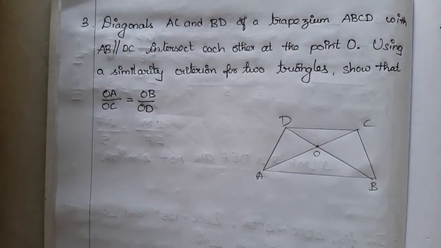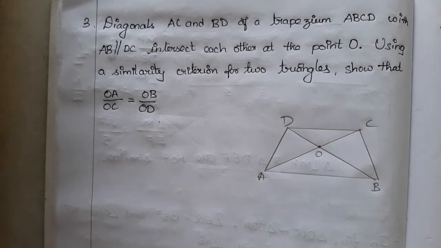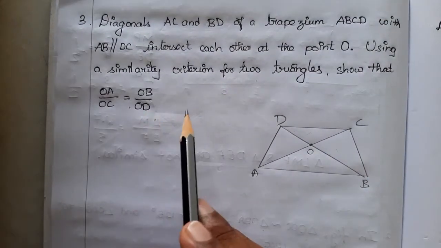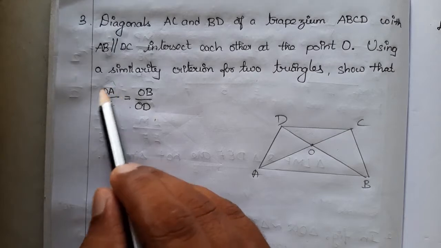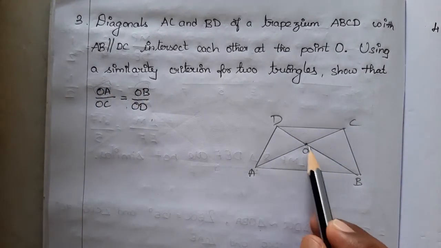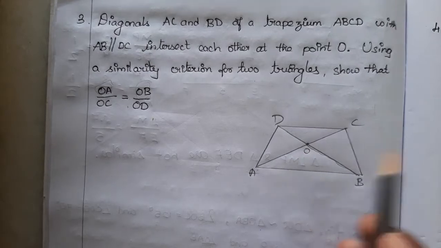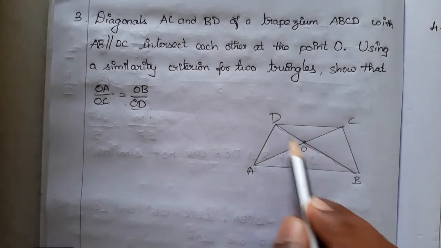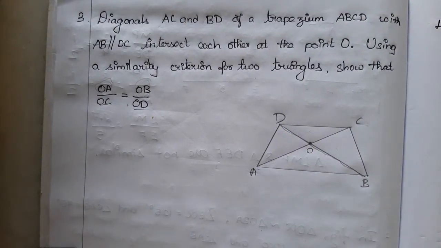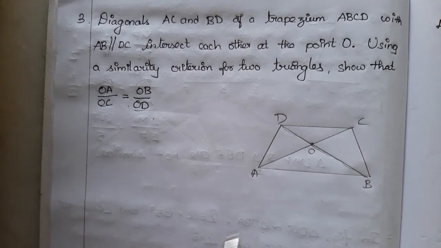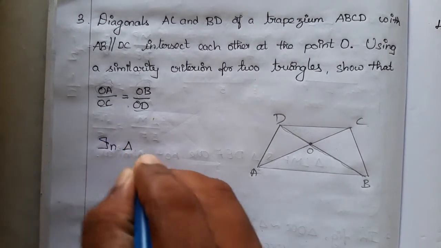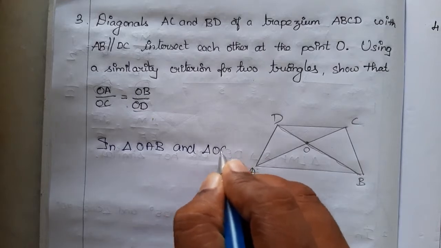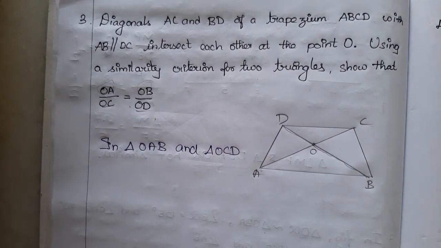Using a similarity criterion for two triangles, show that OA by OC is equal to OB by OD. So they said use the similarity criterion and prove this. First we have to find which triangles have these sides. OA and OB are in triangle OAB, and OC and OD are in triangle OCD. So we are comparing both triangles, triangle OAB and triangle OCD, to find the similarity criterion.